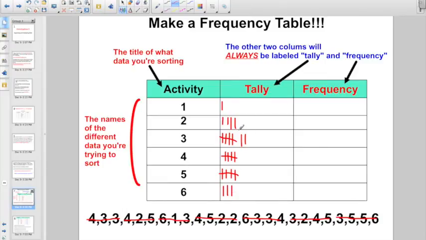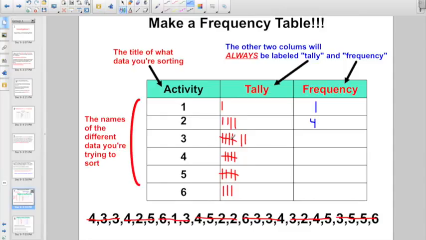So I have my tallies. The last step now is to convert your tallies into numbers, the actual frequency that it happened. Well, I only have one tally for 1, so that's a 1. Over here in the 2 column, I have 4 tallies.